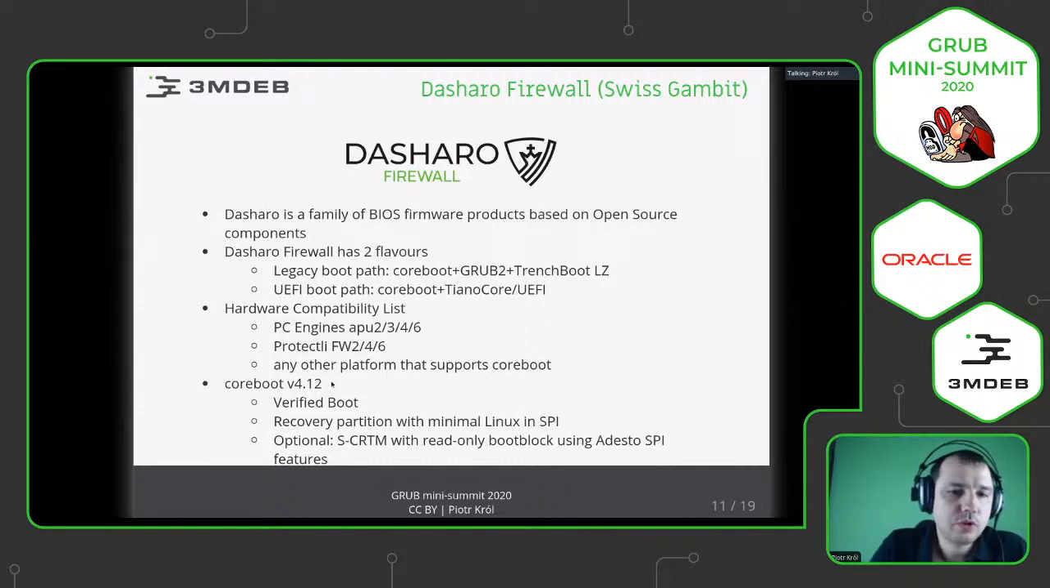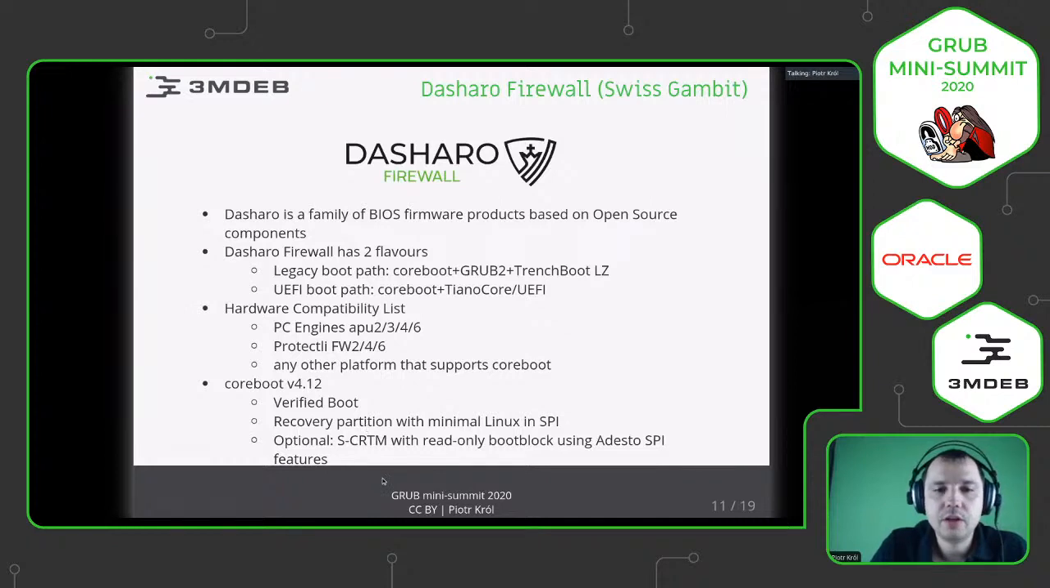We use coreboot 4.12 with verified boot enabled. We also enabled a recovery partition, which means if verified boot somehow fails, it falls back to a very small minimal Linux, which is run from SPI. Then you have tools like flashrom or GPG to pull the firmware, verify its signature and flash it, so you can fix the situation in which you happen to land.